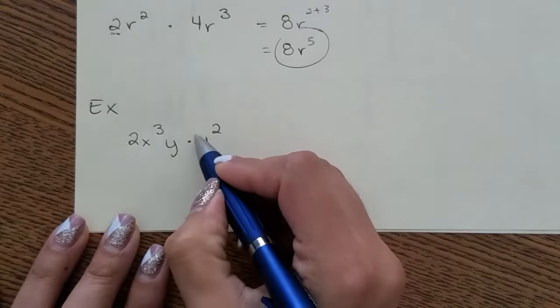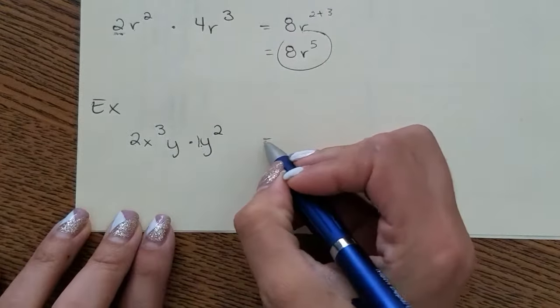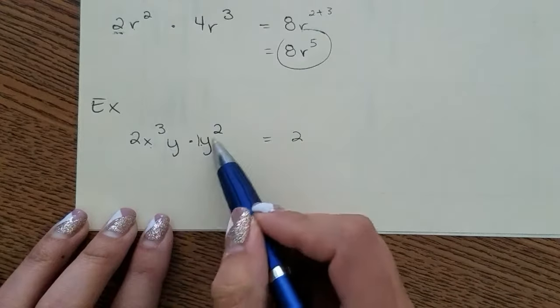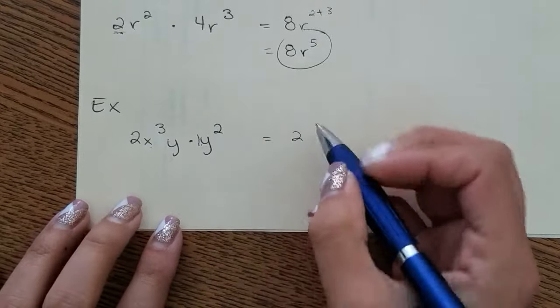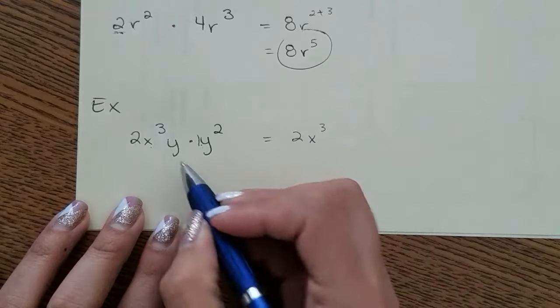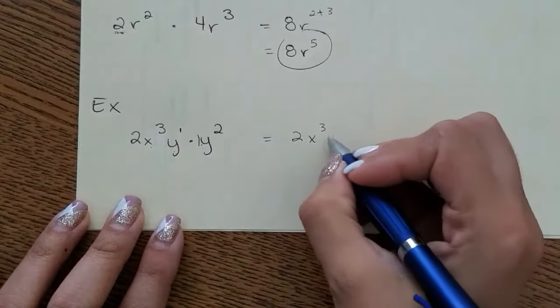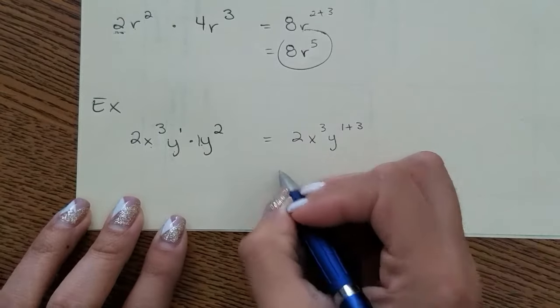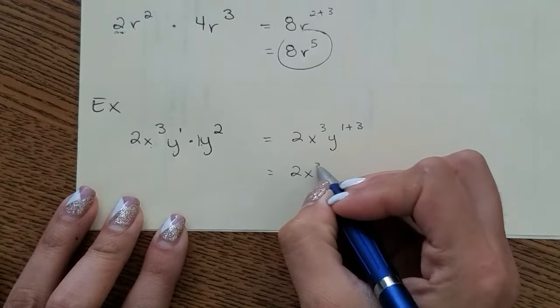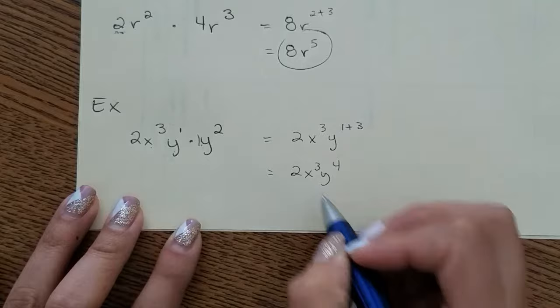Here, my coefficient is 1, so we have 2 times 1, which is 2. X, there is no x over here, so it's just going to carry over x cubed. Here we have y times y squared. That exponent is 1, so you have y to the 1 plus 3. It's going to give you 2x cubed y to the 4. Okay.